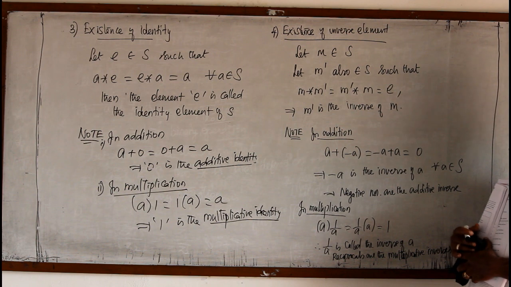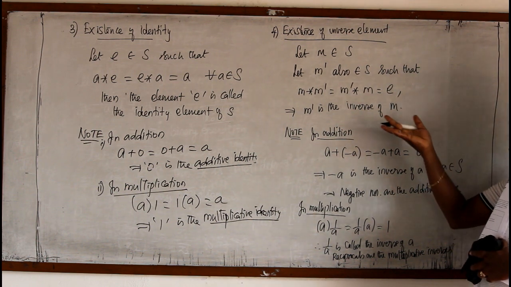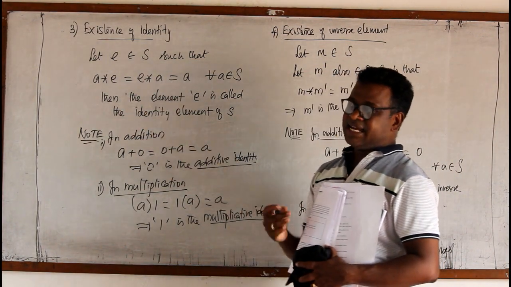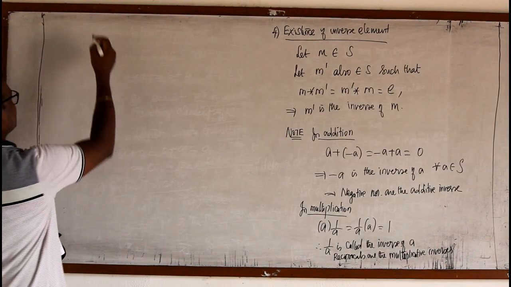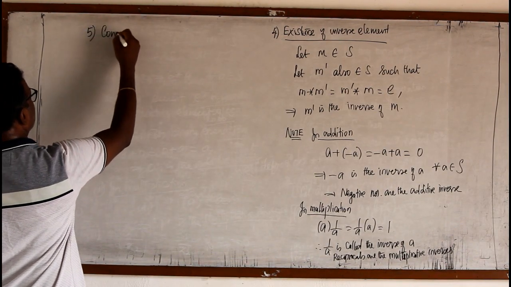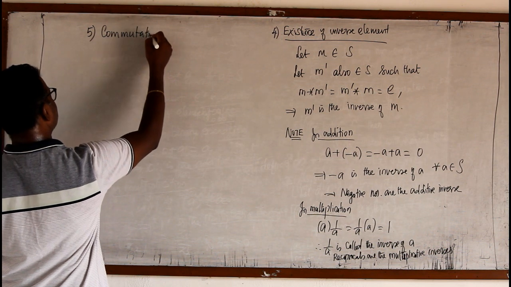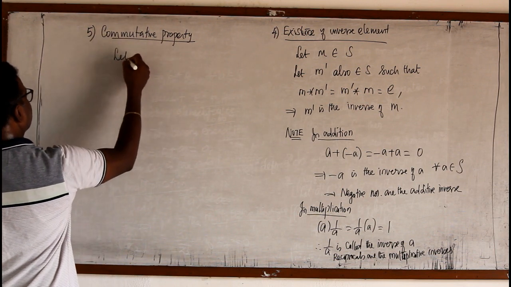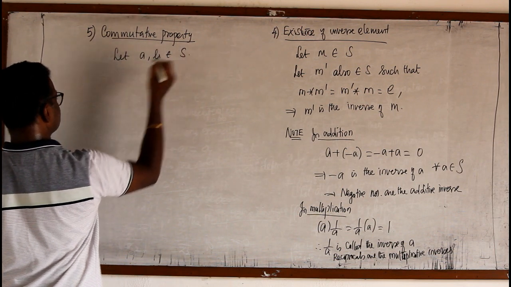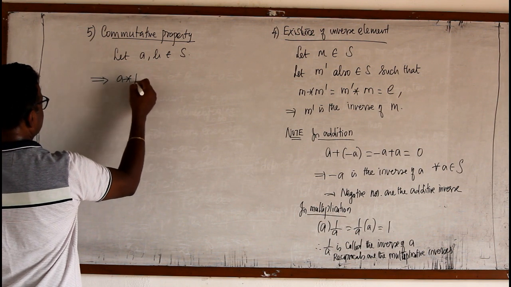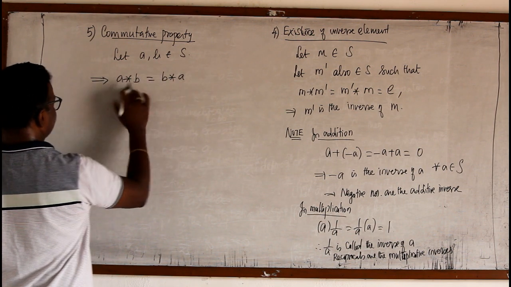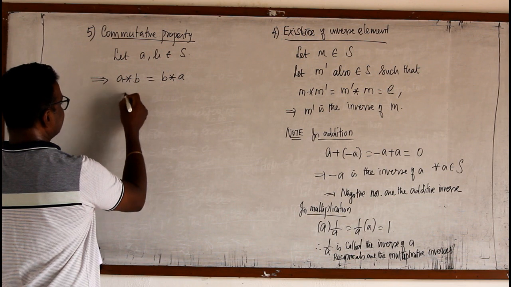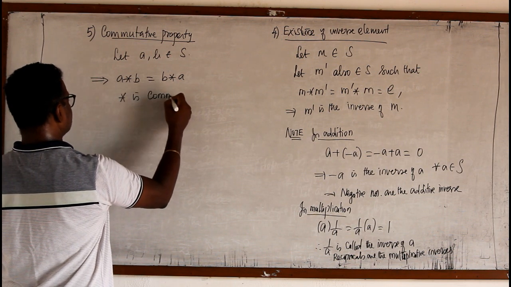When I operate two elements and I get identity as the answer, then one element is the inverse of the other. When I operate two elements and get the element itself as the answer, then it is called an identity. Now we shall go for the next property, called the commutative property or commutative law. Let A, B belong to S. If A star B equals B star A, that is, if I interchange the operation and both are equal, then star is commutative.